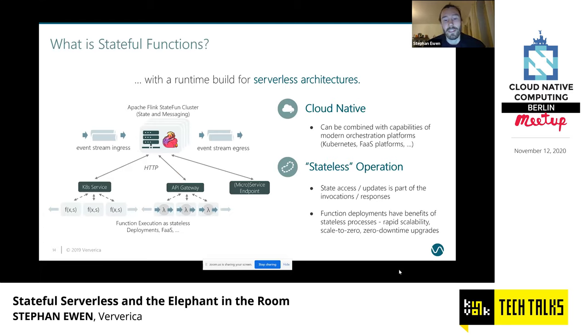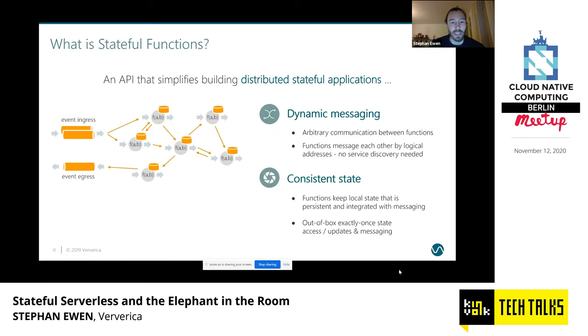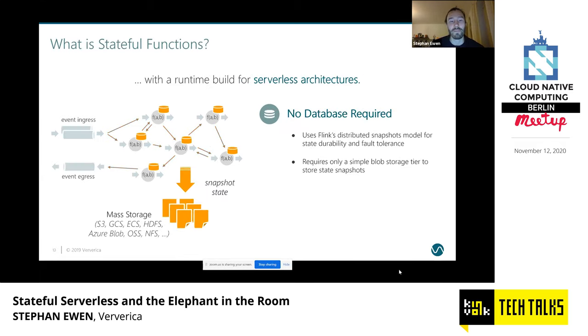So how does that look from an architecture perspective or from a runtime perspective now? Going back a few slides, we saw you have this idea of building functions and messaging, and you don't have to worry about messages getting lost, state getting lost. It all sounds fine, but how is it actually run in practice?